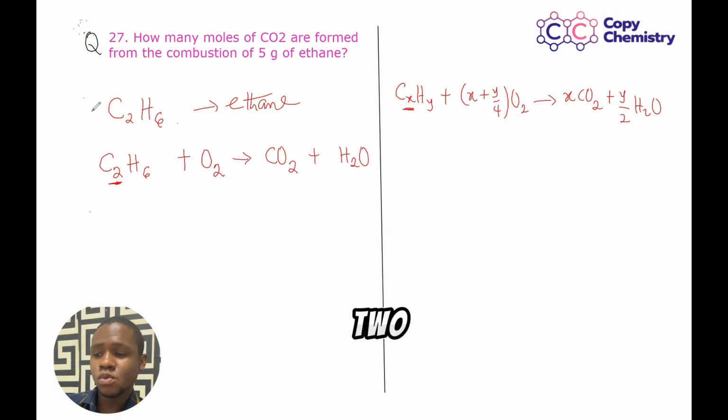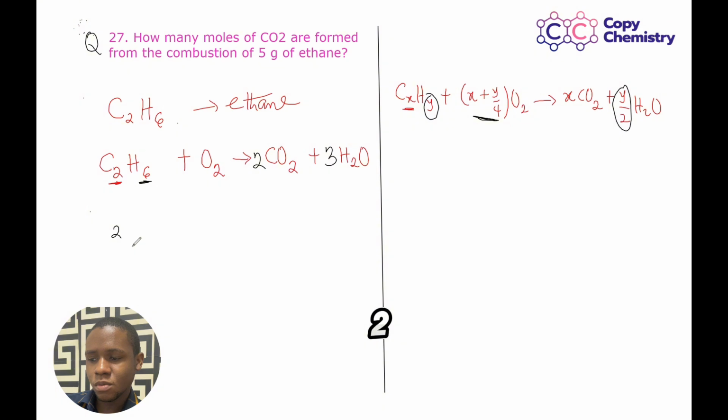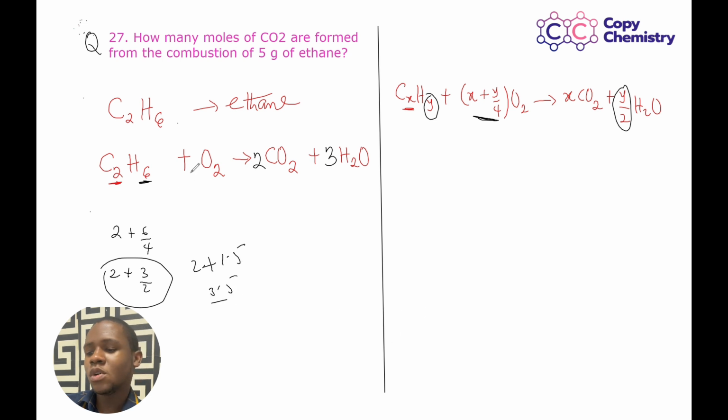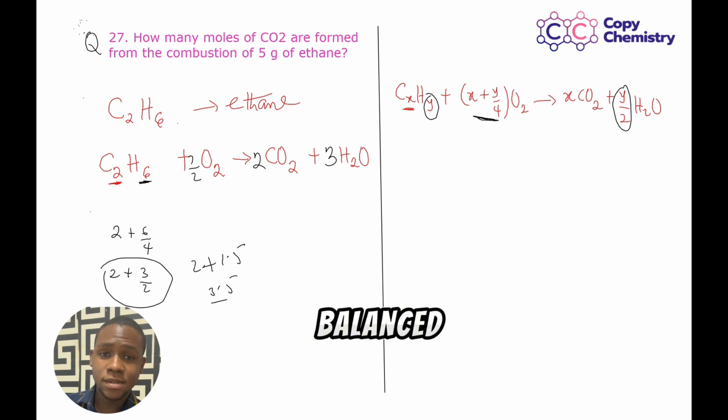So I'll show you how we're going to apply that now. That 2 would mean that we're going to put 2 here, okay? If this is y over 2, and this is y, it means whatever is here divided by 2, so that's 3. And then what else? x plus y over 4. So that's 2 plus 6 over 4, and that's 2 plus 3 over 2, right? That's like 2 plus 1.5, which is 3.5, which is 7 over 2. So now it's balanced.